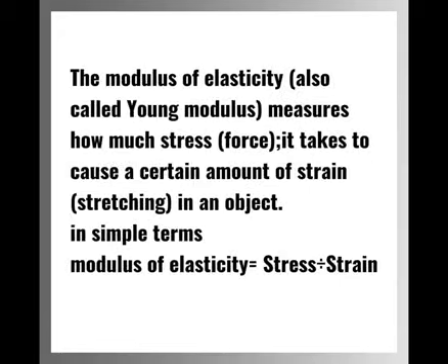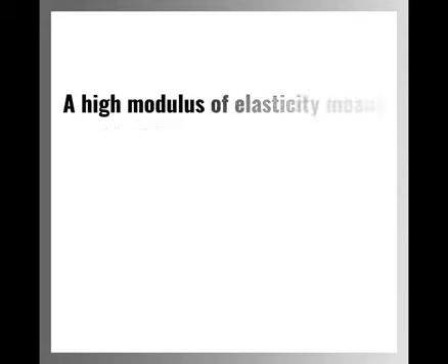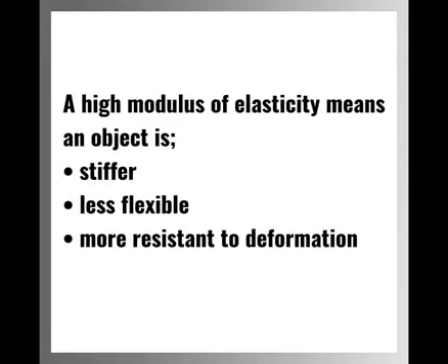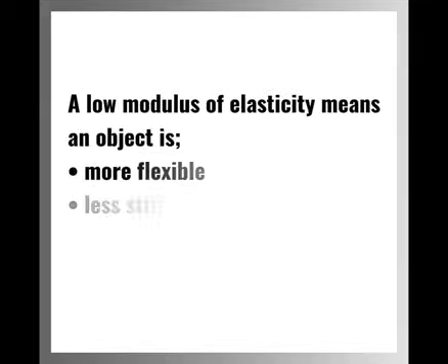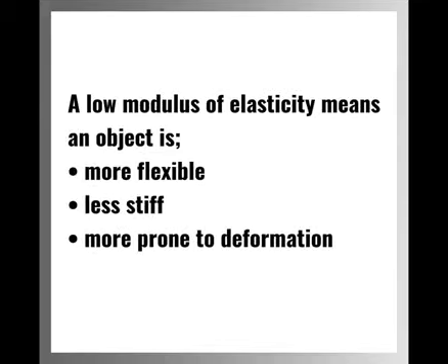The modulus of elasticity, also called Young's modulus, measures how much stress it takes to cause a certain amount of strain in an object. In simple terms, modulus of elasticity equals stress divided by strain. A high modulus of elasticity means an object is stiffer, less flexible, and more resistant to deformation. A low modulus of elasticity means an object is more flexible, less stiff, and more prone to deformation.